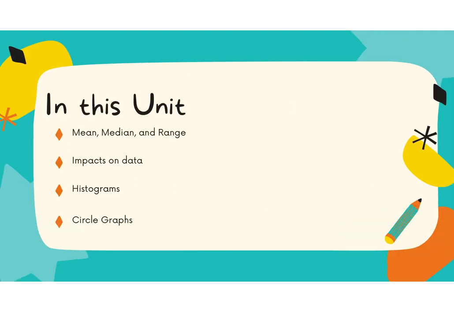In this unit, we're going to cover 4 skills. We're going to talk about mean, median, and range, and then we'll throw in a little bit of mode in there as well. We'll discuss what each of those are. Impacts on data, like what happens if we remove data or add data to our data sets. We'll talk about histograms, which is one of the ways we can display our data. And then we'll also talk about circle graphs, which is the other way that we will talk about for this unit.